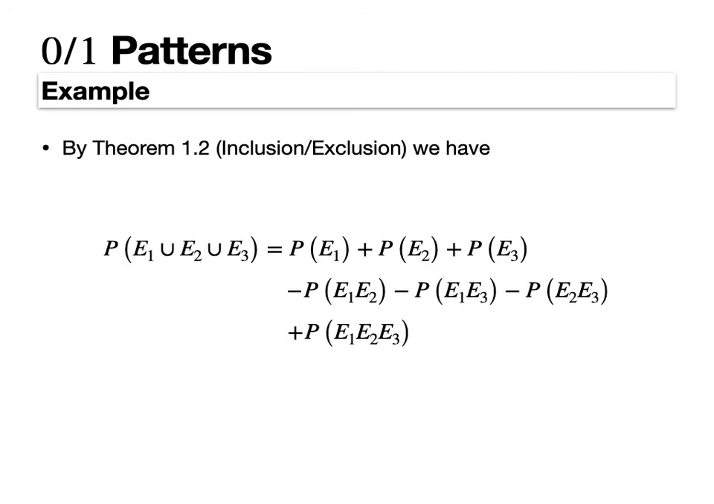We have to use the inclusion-exclusion result that we saw in Theorem 1.2. Theorem 1.2 says, among other things, that the probability of a union of 3 events is the sum of the probabilities of the individual events, minus the probabilities of all pairwise intersections, and then plus the probability of the intersection of all 3. So how would this play out with our situation here?